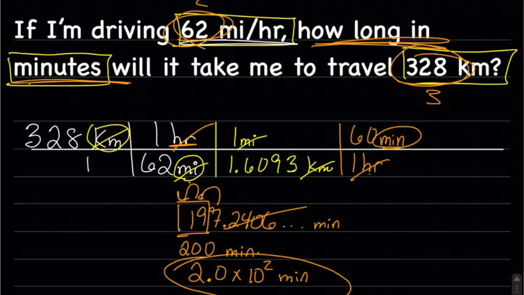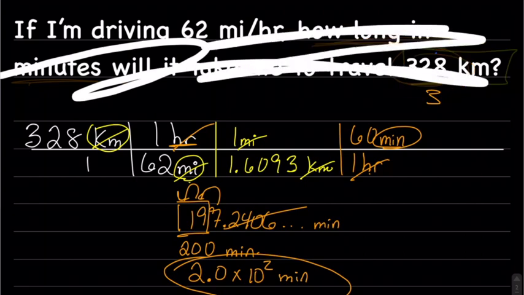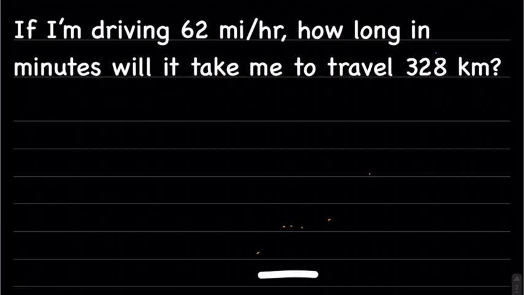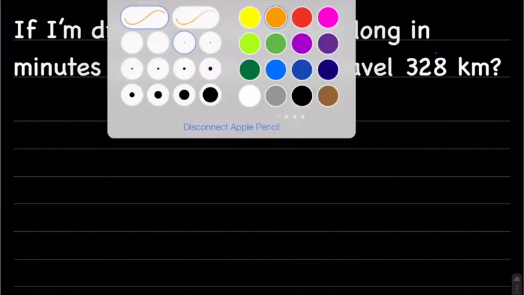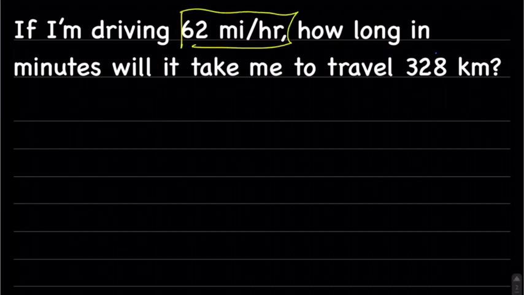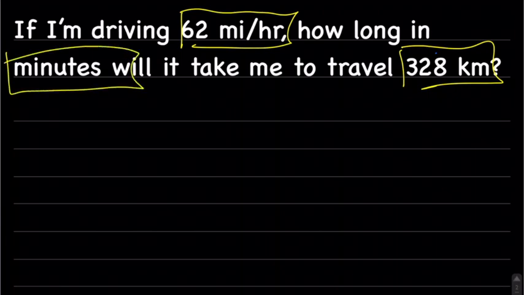Okay, I want to show you one more way we could have done this problem. So let me get rid of this mess here. All right, so we still have our same numbers, right? We had 62 miles per hour, 328 kilometers, and minutes. So let's say you had started with your miles per hour. So you had 62 miles per 1 hour.